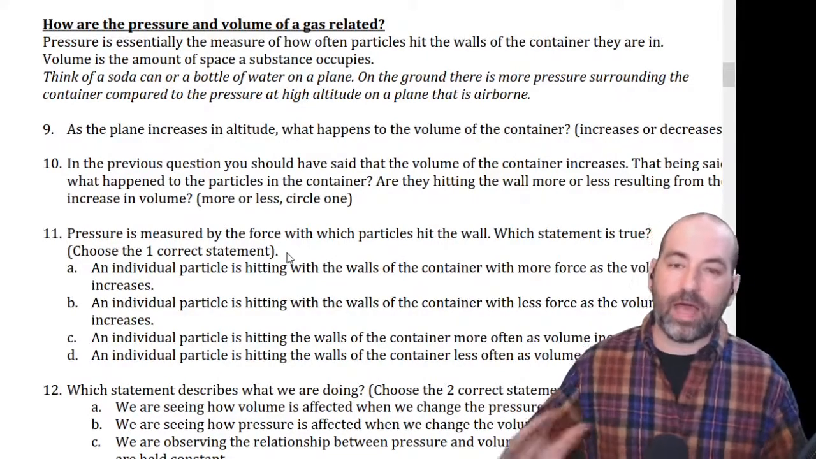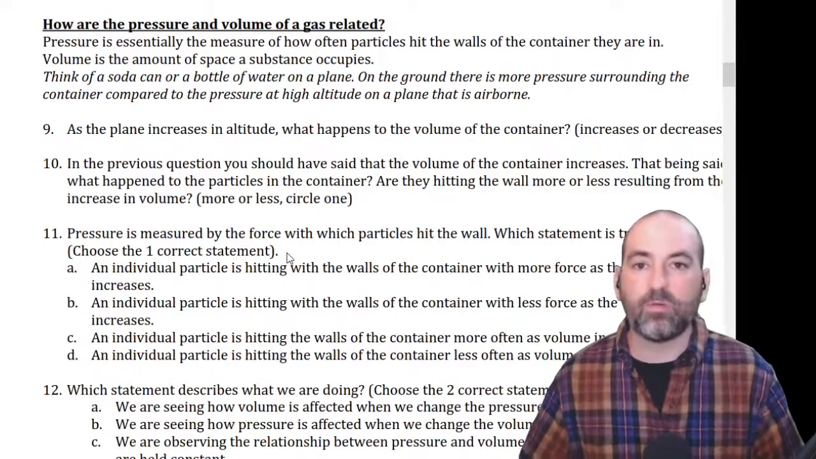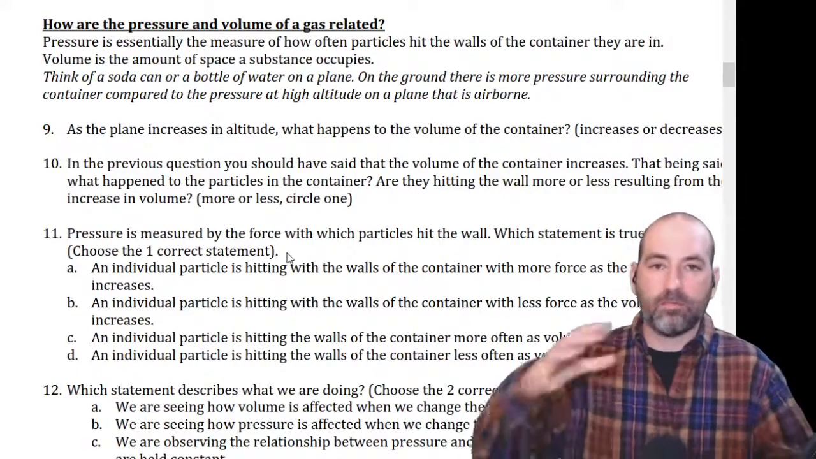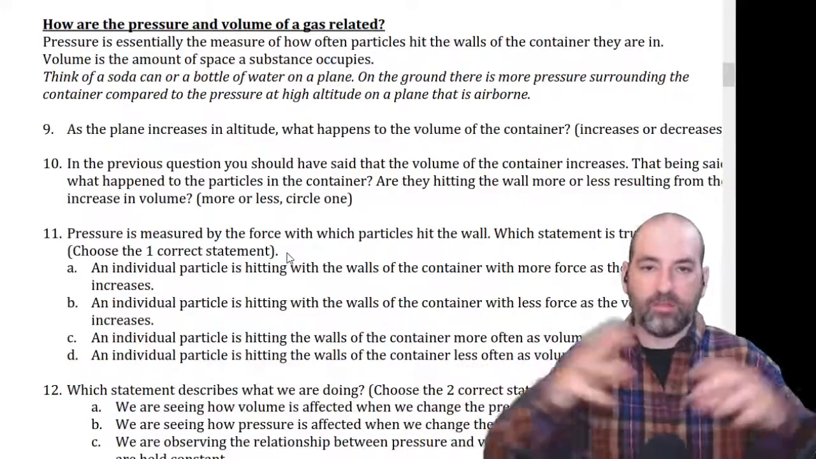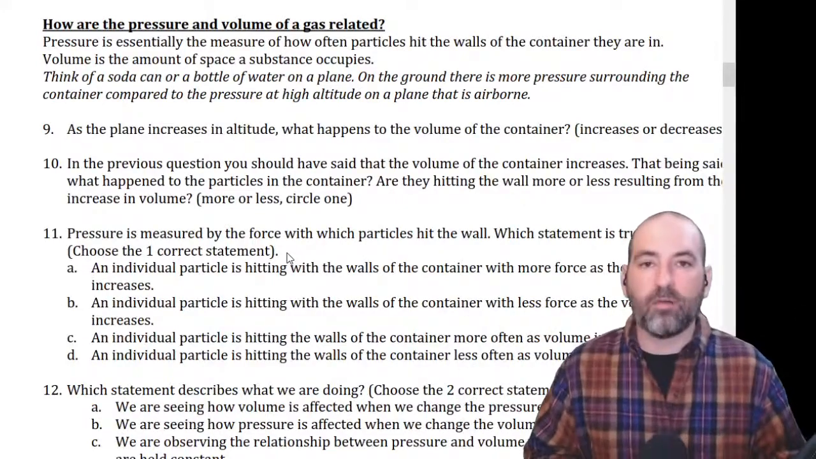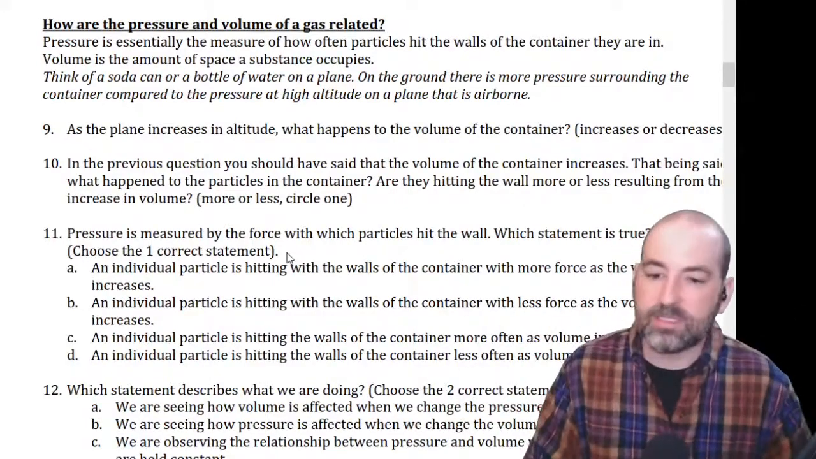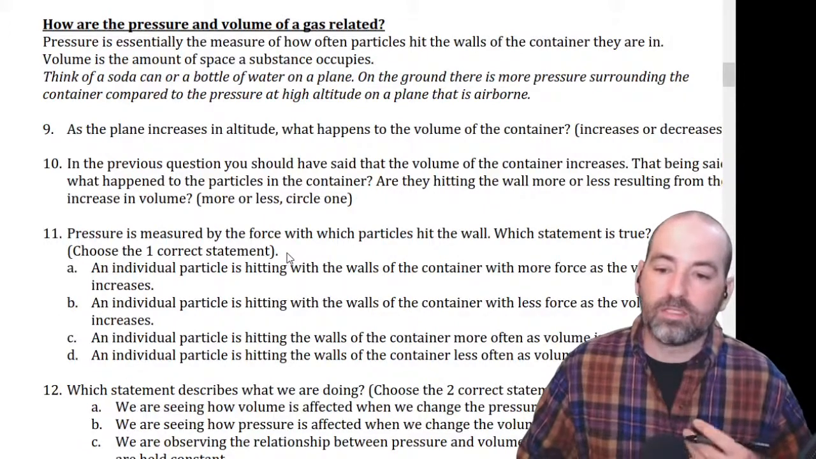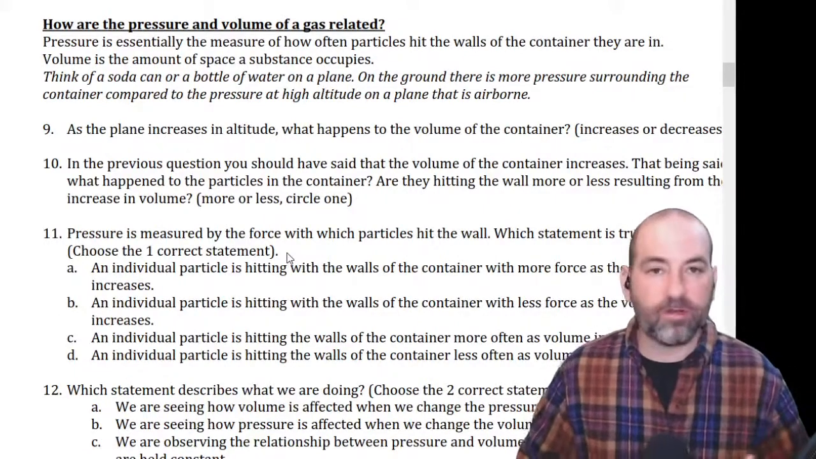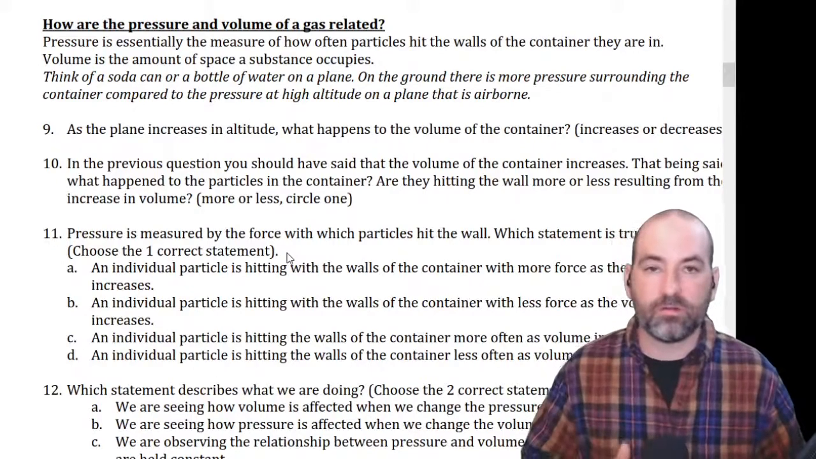Those of you who were in lab last week, you saw this example when we pulled the vacuum on the bell jar and we saw what happened to the balloons. Those of you who have lab this week, you'll see it on Wednesday. And so if we change one or the other of pressure and volume, how is the other affected?